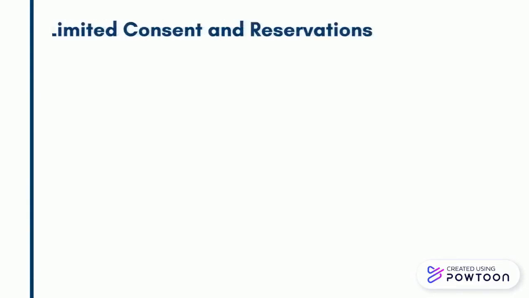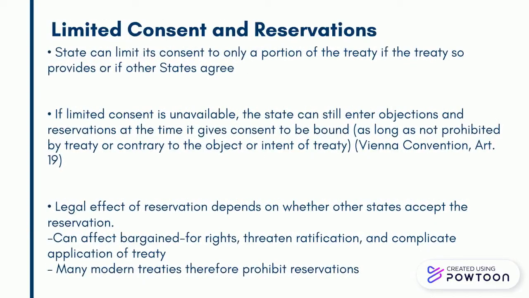Limited consent and reservations. A state can limit its consent to only a portion of the treaty if the treaty permits it, or if other states agree. If limited consent is unavailable, the state can still enter objections and reservations at the time it gives consent to be bound, as long as it's not prohibited by the treaty or contrary to the object or intent of the treaty. Legal effect of reservation depends on whether other states accept the reservation. A reservation can affect bargain for rights, threaten ratification, and complicate the application of the treaty. Therefore, many modern treaties prohibit reservations.